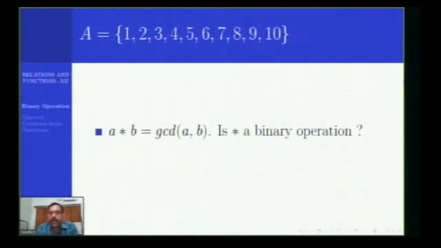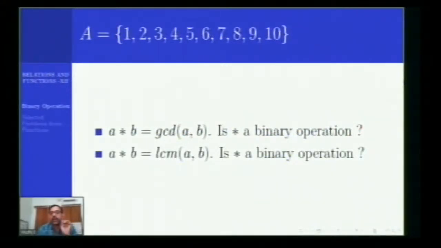Now, what happens if you replace your GCD with LCM, the least common multiple? What will happen? Is it a binary operation? Think about it. If you take 3 and 4, 3 star 4, find its LCM. What will happen? Just think about it.